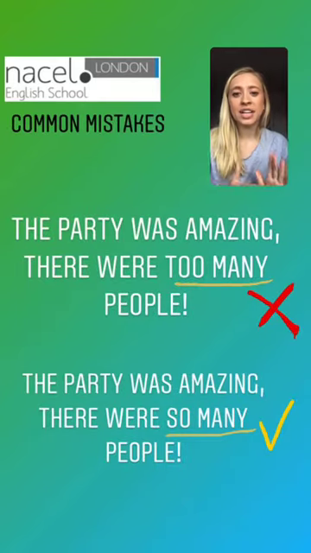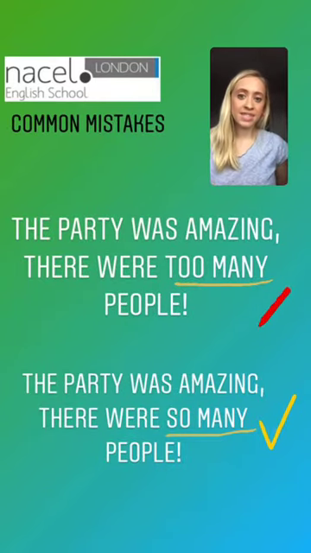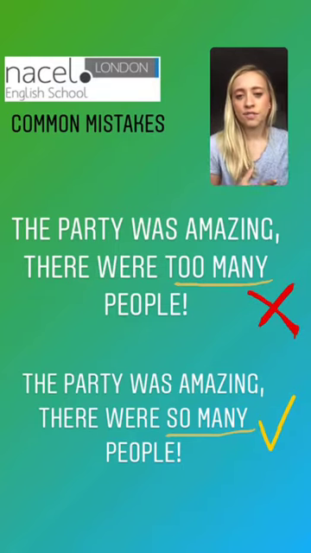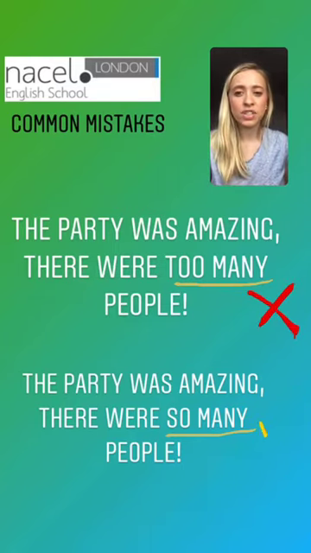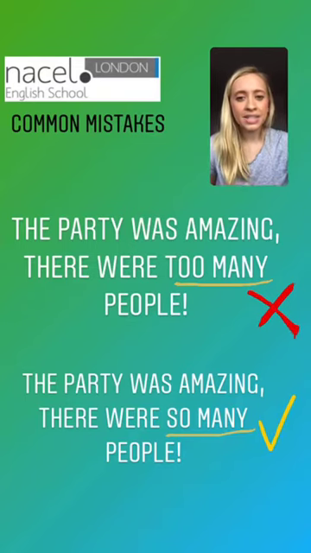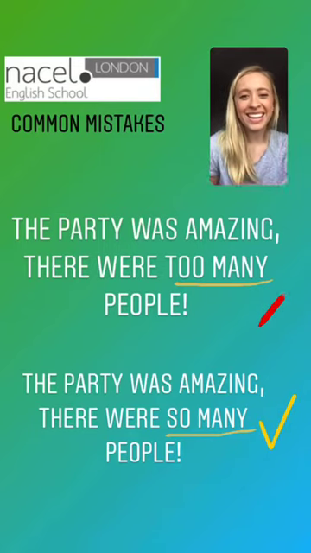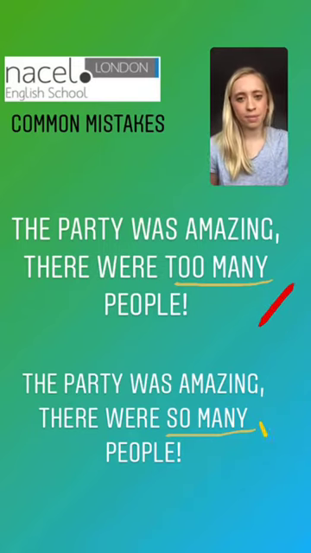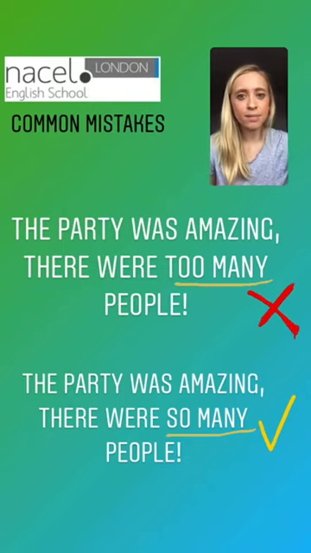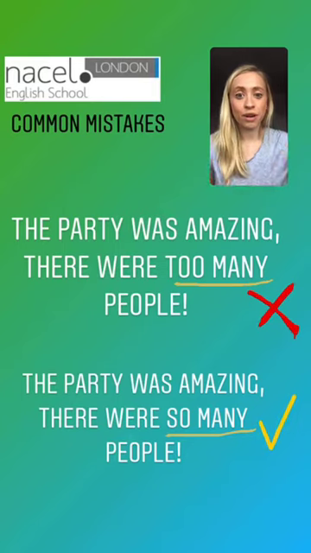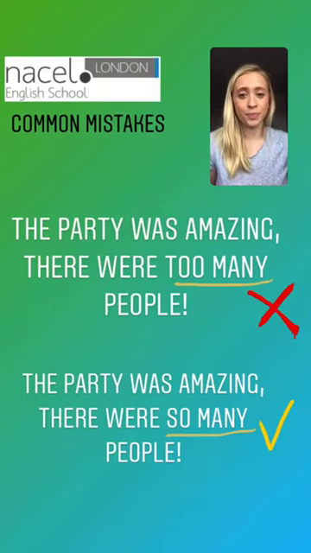Okay, so let's have a look then at 2 common mistakes that students normally make. So the first example, this is a mistake, we shouldn't say this. The party was amazing, but there were too many people. This is a mistake. What you mean is there were so many people. Okay, too many means that you didn't like that it was busy. You didn't like there were lots of people. So many is just to say there were lots of people.